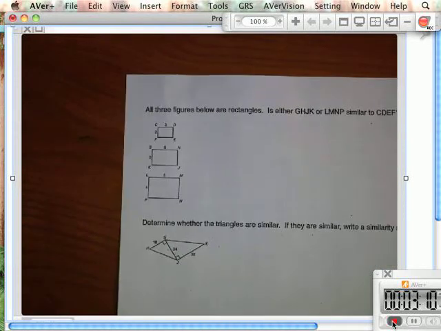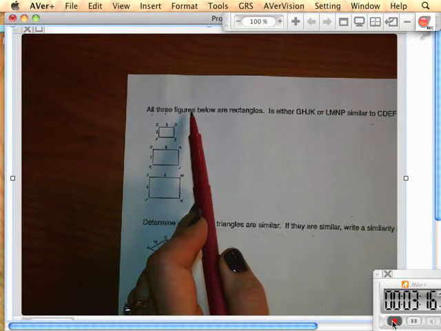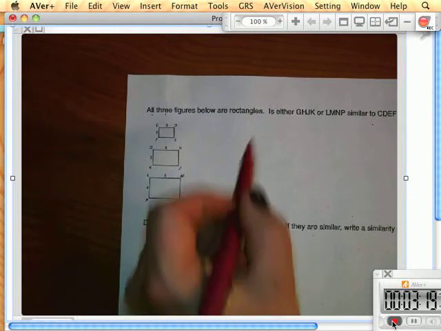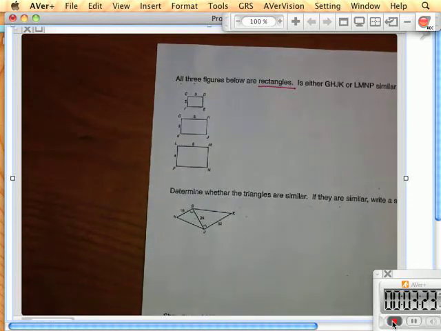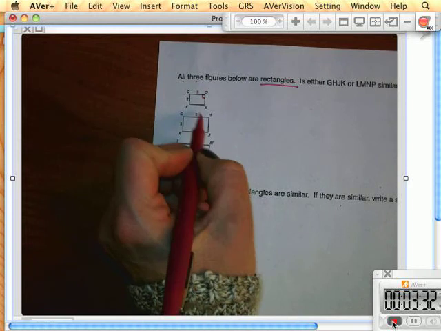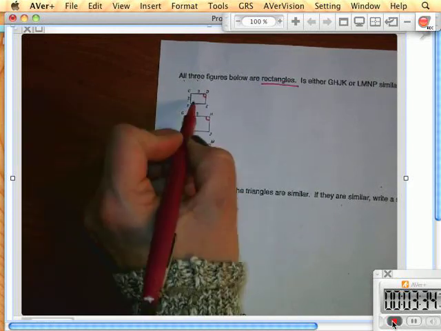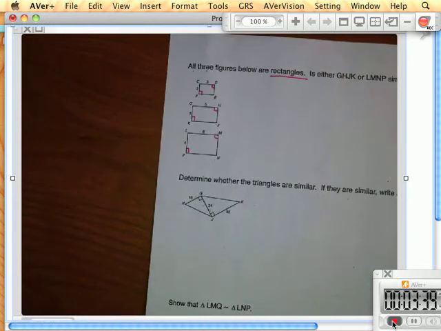First sentence. Everybody read it. What's it say? All three figures below are what? Rectangles. Oh my gosh. What do you know about rectangles? They're not squares. Their angles are all 90 degrees, so I can draw these, maybe a couple of these if I need to. What do I know about their sides? They're parallel. What do I know about their side lengths?